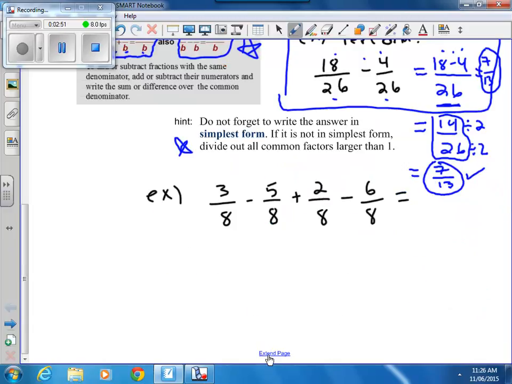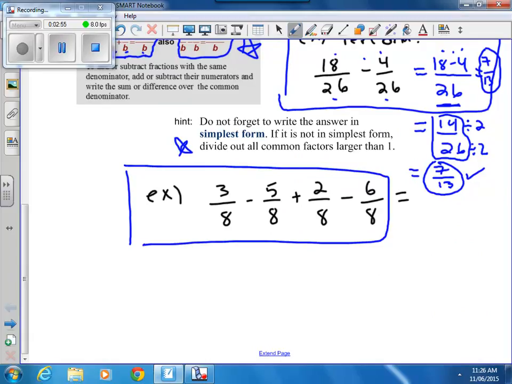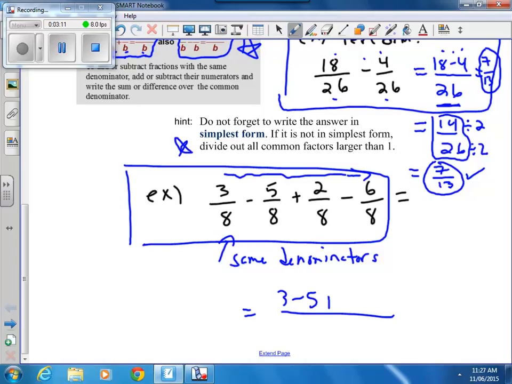Let's try again. Here's a longer one. All have the same denominator. So note to self, same denominators. Life is good. I always say life is good when you have the same denominators. It's not as much work, right? So that means we can travel straight across on the numerators. And you can even write, if you like, 3 minus 5 plus 2 minus 6 all over that denominator of 8. And then you just crunch that out in your mind, and I'll talk that through.